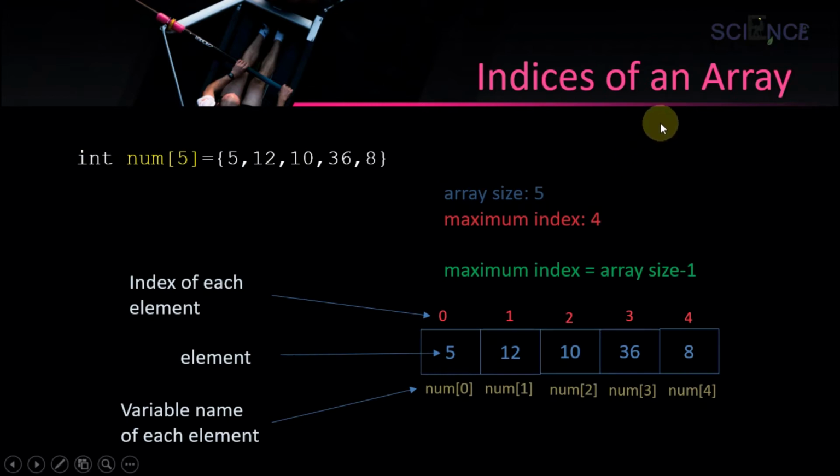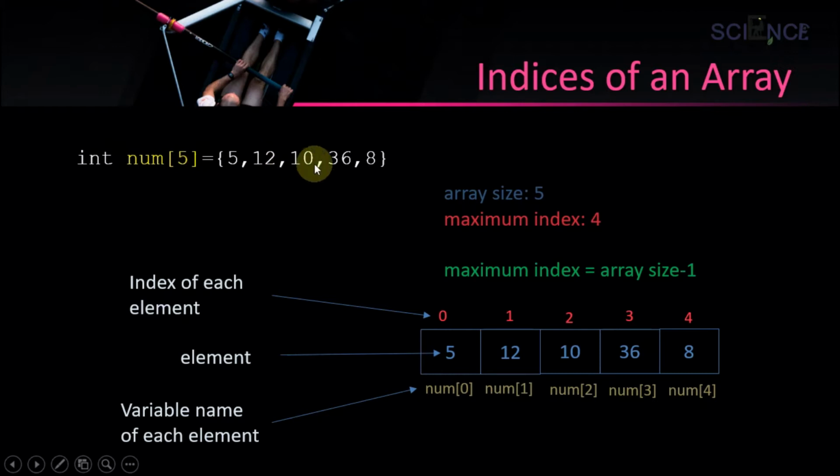Let's see what the indices of an array are. I told you in a previous slide that we use an index to access each and every element of this array, right? So if this is our array, I'll explain how to declare an array later, right? For now, assume that this is our array. Somehow we have created an array whose data type is integer and whose size is 5, right?